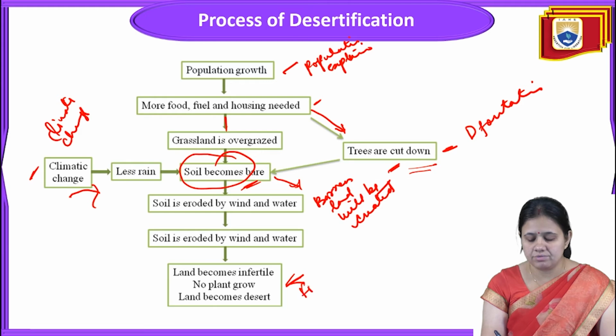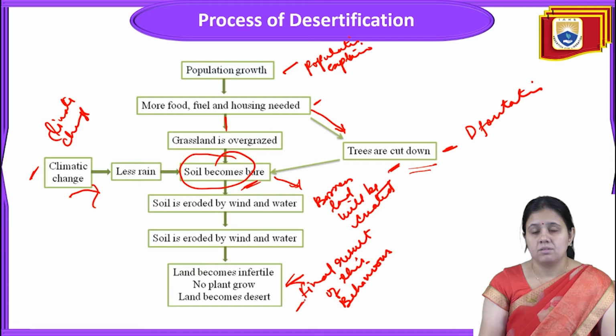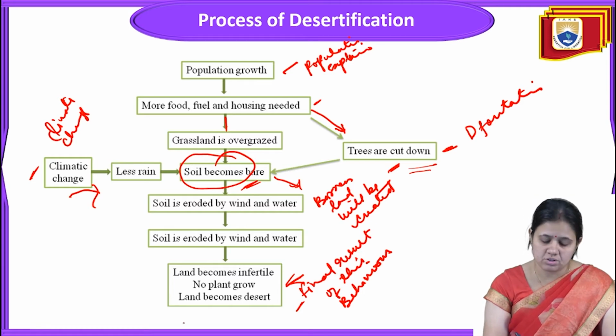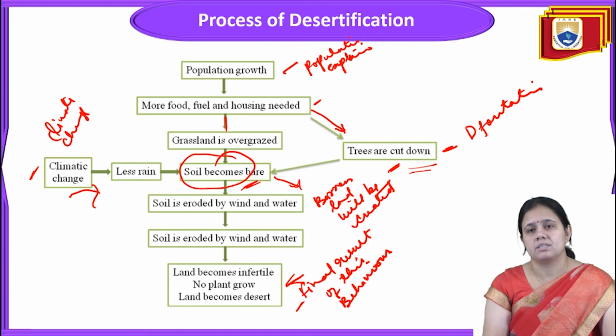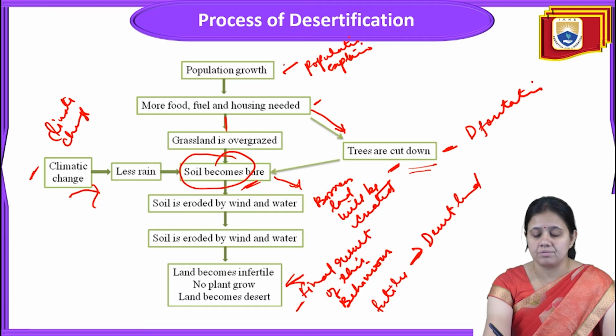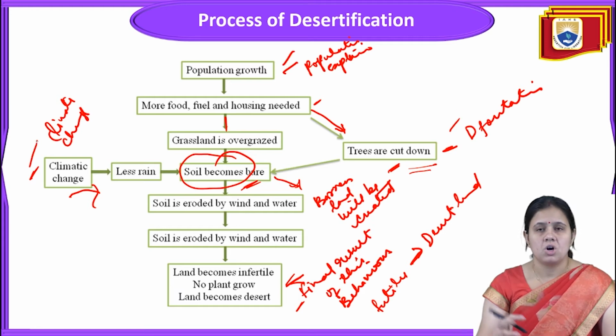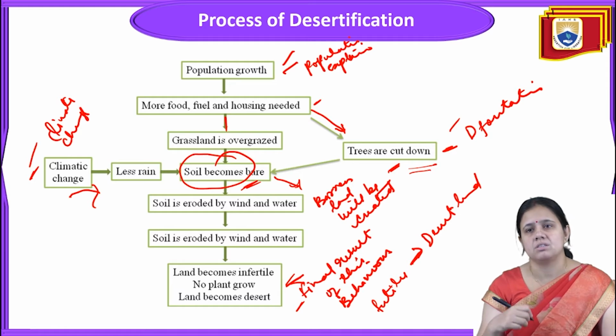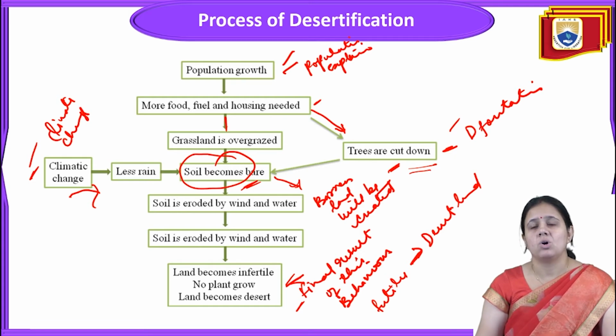So this will be the final result of this kind of behavior by human beings. What will happen? Land becomes infertile, no plant will grow, and the land becomes desert. So this is the process of conversion of a fertile land into a desert land, due to the activity of population explosion, deforestation and climate change. All three are the main factors responsible for desertification, and all these are interconnected also.